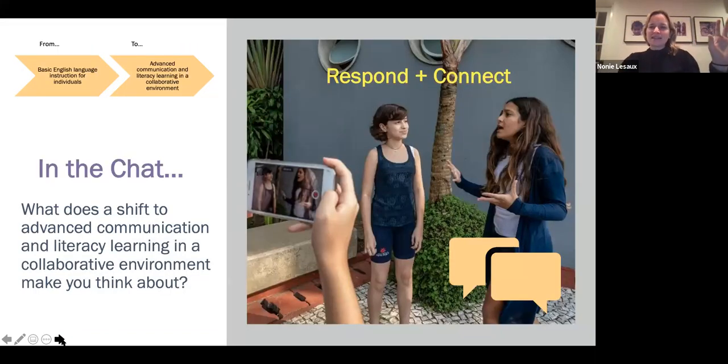So in the chat, let's talk about this first shift from a model that anchors and centers on basic language instruction for the individual to one that is really about the learning environment to drive into advanced communication and literacy learning in collaborative spaces. What does this make you think about? Let's run the chat, let the chat roll. What does this have you thinking about as educators, as partners in this work?